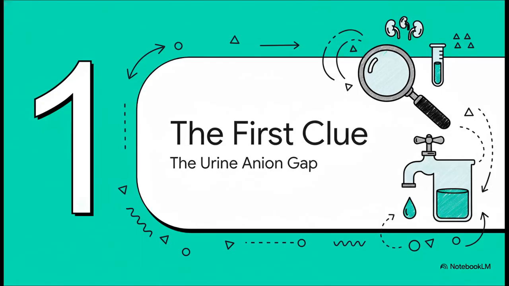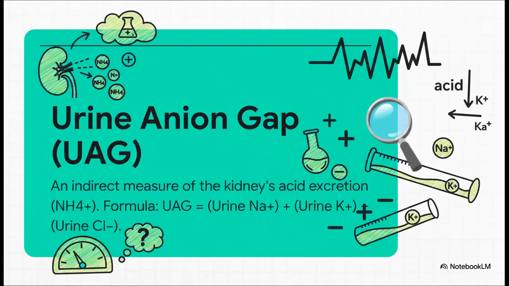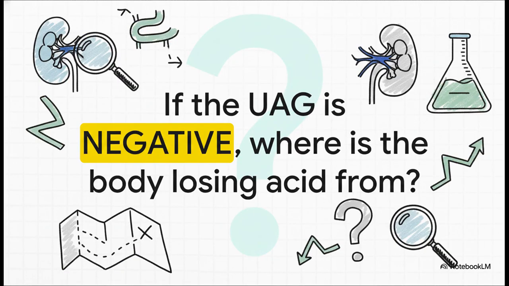You know, every good investigation kicks off with that first crucial piece of evidence. For us, that means we're heading straight to the urine to see what the kidneys are up to. And our first tool is something called the urine anion gap, or UAG for short. You can think of it like an audit of the kidneys. See, when the body gets acidic, a healthy kidney should be working overtime, just furiously pumping out acid in the form of ammonium. The UAG is this really clever test that basically tells us, hey, are the kidneys actually doing their job or not?